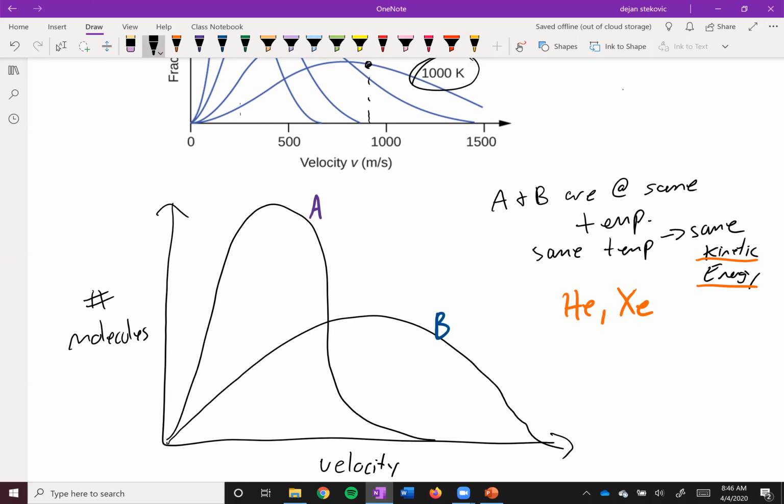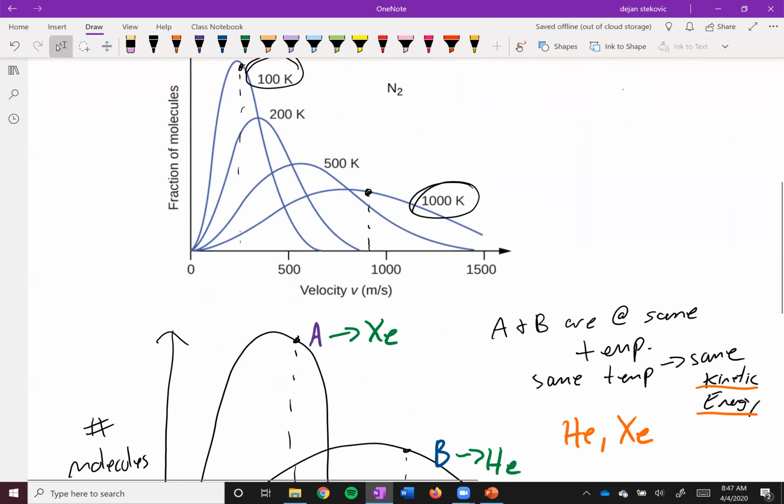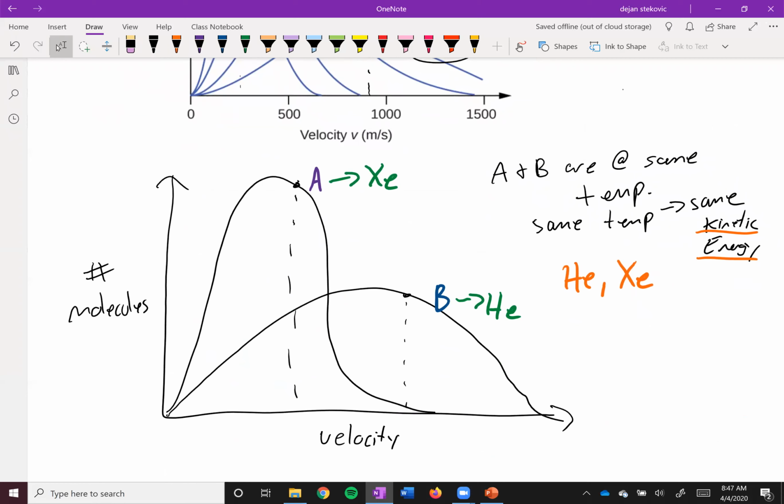And so which one is moving faster? Well, if you think about where the average is, it's B. B is moving faster. So B here is going to be helium, while A is xenon, right? And so again, in order for two things to have the same kinetic energy, if they have different masses, the lighter thing must be moving faster. So just be able to identify these two plots, which one's hot, which one's cold. And if I ask you, one gas is heavy, one gas is light, be able to identify which is which.